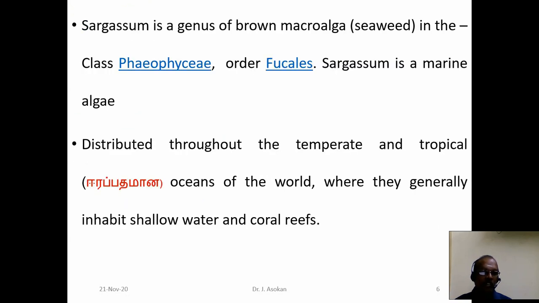Now Sargassum is a genus of brown macroalga. It is called seaweed. It comes under the class Phaeophyceae, order Fucales. Sargassum is a marine algae, கடலில் வாழக்கூடியது. It is present throughout the temperate and tropical regions of the world, where it generally inhabits shallow water and coral reef. பாறைகளிலும் ஆழம் குறைவாக இருக்கக்கூடிய பகுதிகளிலும் இந்த சர்காசம் காணப்படுகிறது.